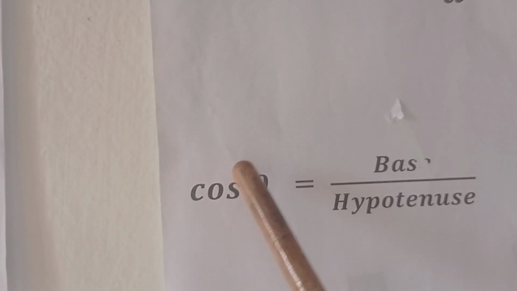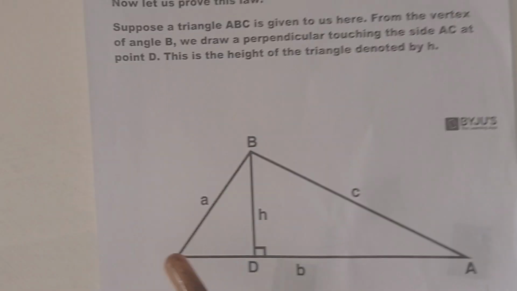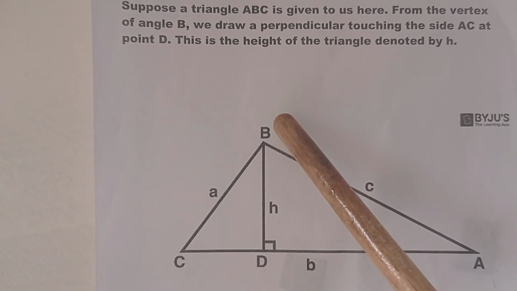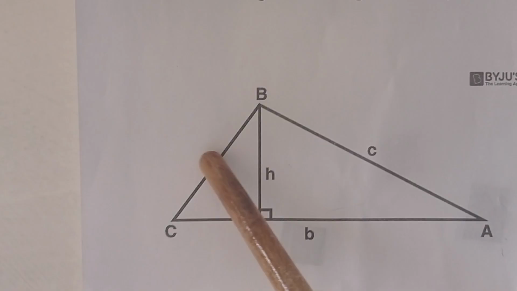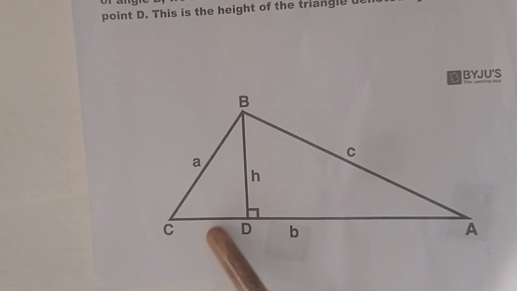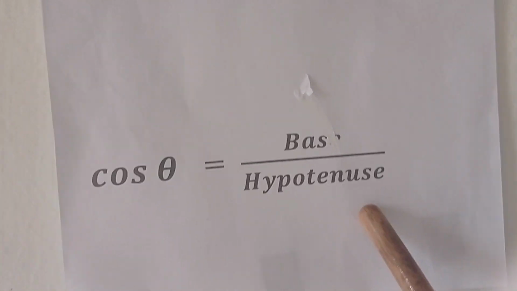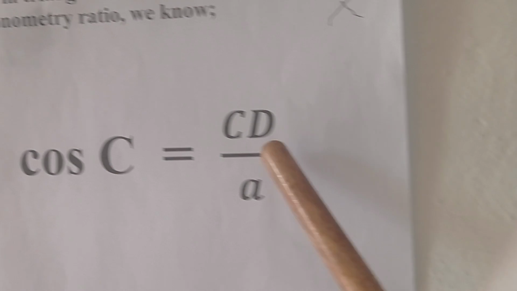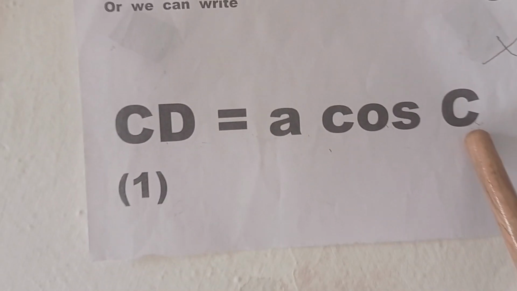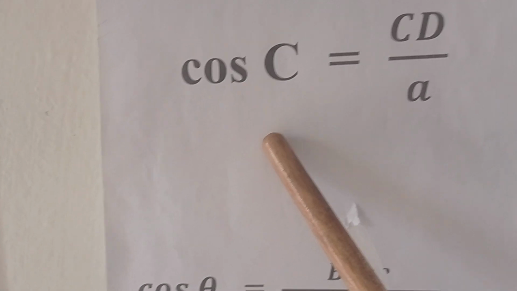trigonometry ratio, we know that cosine of C equals CD divided by A. Or cosine of C equals base divided by hypotenuse. Or we can write CD equals A cosine of C. We get the first formula. CD equals A cosine of C. Remember, okay, number one.